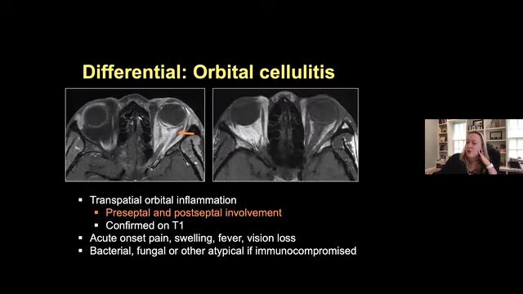This is a case of orbital cellulitis, in an HIV patient with optic neuritis due to toxoplasmosis. You can see there's both preseptal and postseptal involvement and transspatial enhancement. But you can see that there's confirmation of the abnormality on the T1 weighted pre-contrast images. These patients typically present acutely with pain, swelling, fever, and vision loss. And the etiology can be bacterial, from overlying cutaneous or sinus infections, but it can be fungal or atypical if they're immunocompromised, as in this case of orbital cellulitis due to toxoplasmosis.